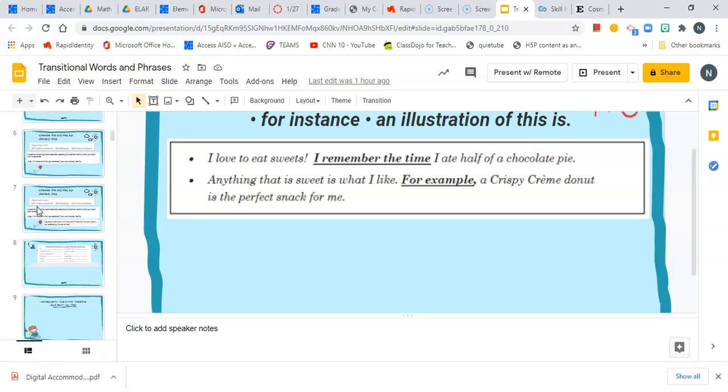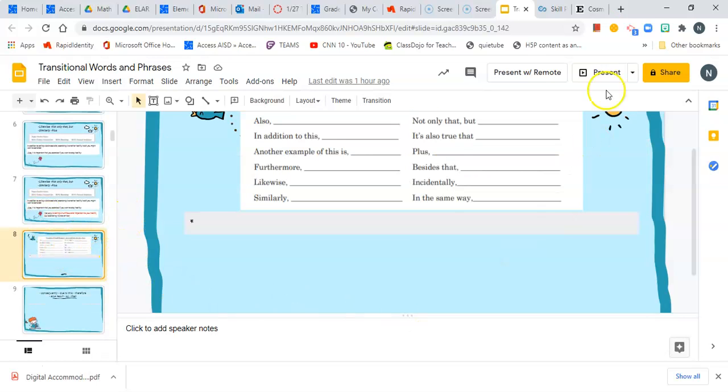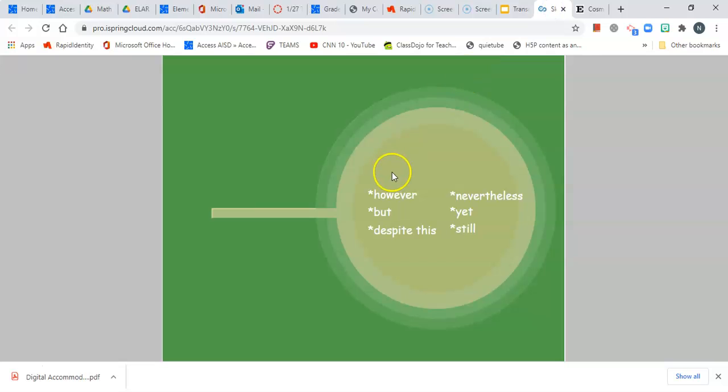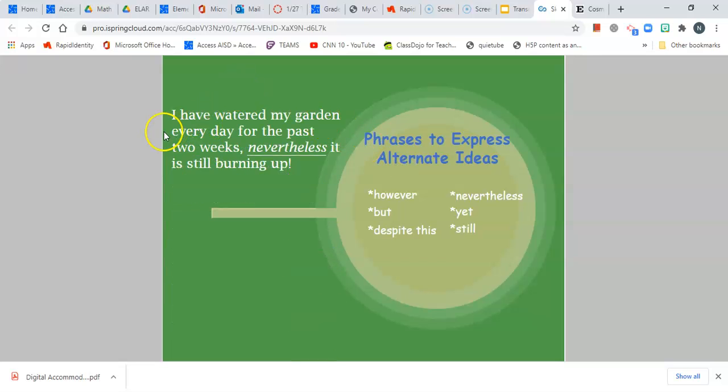I'm going to go ahead and move forward to the part that we are working on today. So here we have some of the transitions that we're going to be working with today. However, but, despite this, nevertheless, yet, still. These are phrases that express alternate ideas. Alternate means something different, instead of. That's an alternate idea or an opposing idea. So something that's opposite.